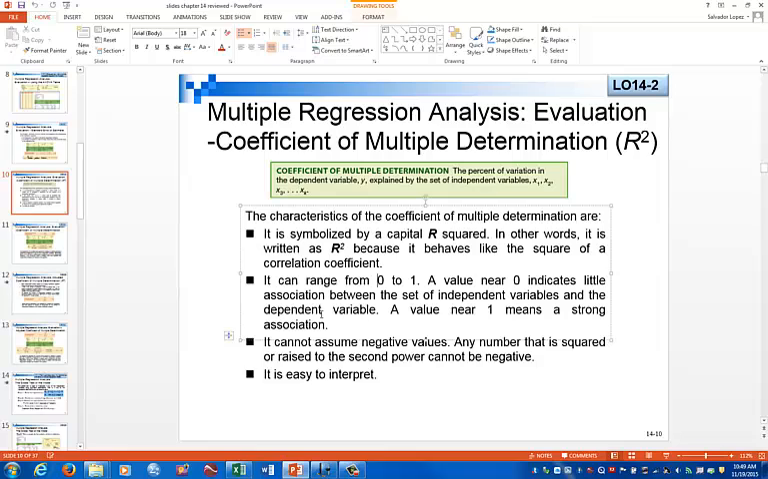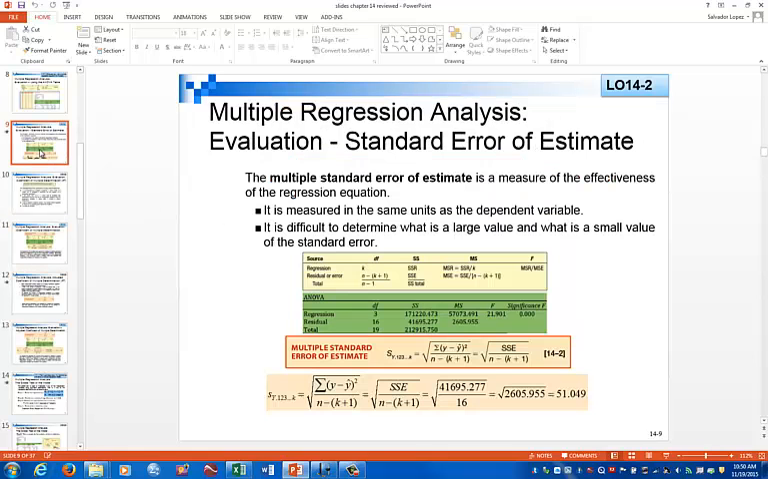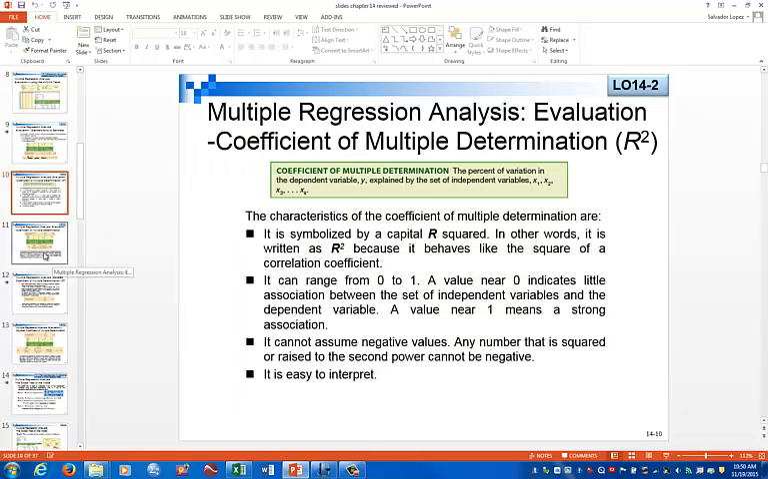It can range from 0 to 1. A value near 0 indicates little association. A value near 1 means a strong association. It cannot assume negative values logically because it's a value squared. And it is easy to interpret because, for example, in our case, we obtain from the original equation 0.804. That means approximately 80.4% of the variation in the dependent variable, in this case cost, can be explained by the variation in the independent variables that we selected, the 3 independent variables.